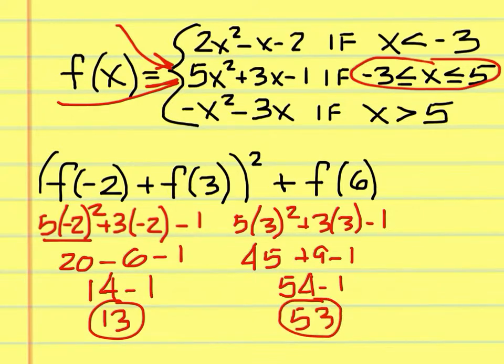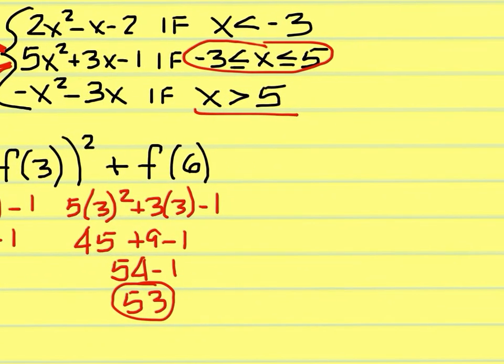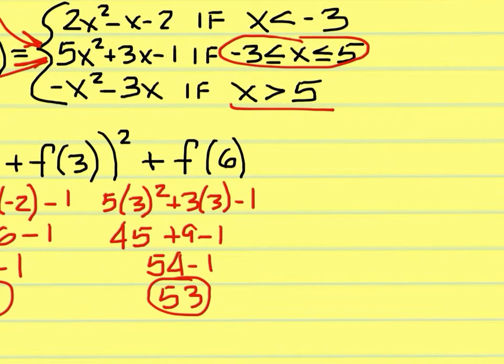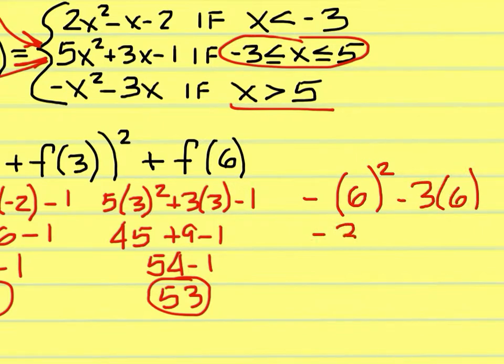And then the 6 falls into the last one here. It's greater than 5. So we'll see if we can move over a little bit. And that will give us a negative quantity squared of 6, and then minus 3 times 6. So that's a -36 minus 18, which is a -54.